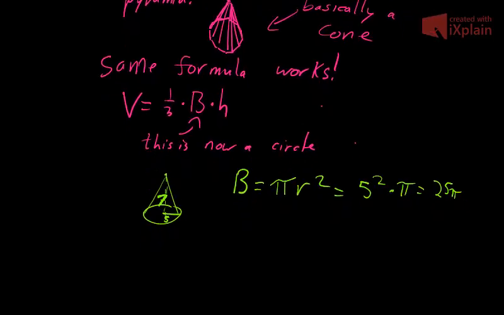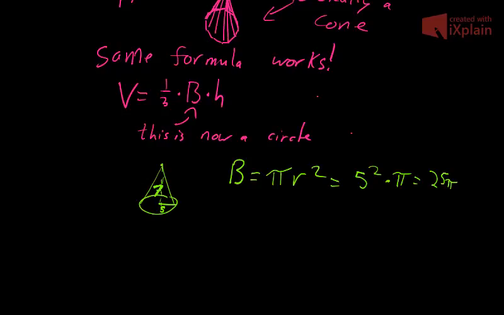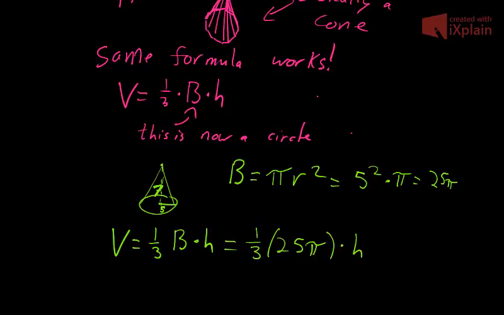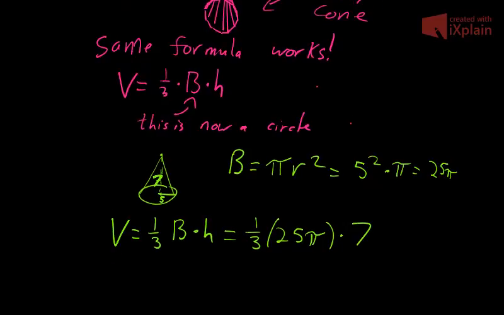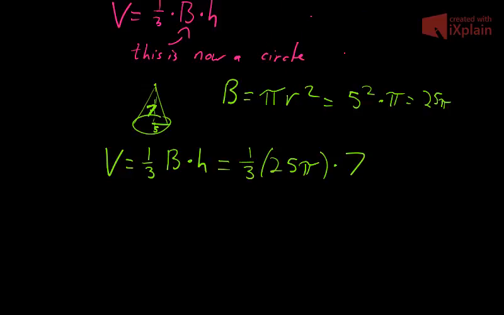And that is going to be my base for this, and then I can just continue and use my volume formula. So volume is 1/3 base times height. Base, of course, is 25 pi, so 1/3 25 pi times h. I know what h is, so I can just write in 7. So 25 times 7 is going to give me 175. I end up with 175 thirds times pi. And that would be my volume. Just like that, I'm done.